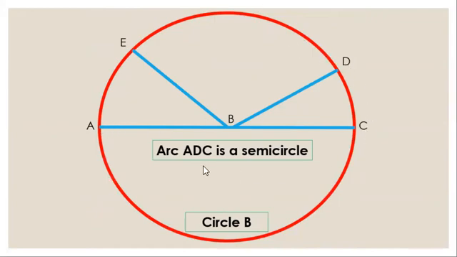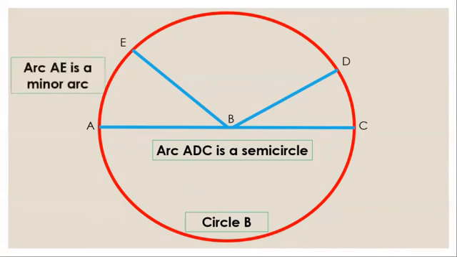So paano kapag binaligtad po natin, CDA, arc CDA. So parehas pa din po siya as long as hindi po mababago yung nasa gitna. So ADC, arc ADC is the same with arc CDA. And that is still an example of a semicircle.